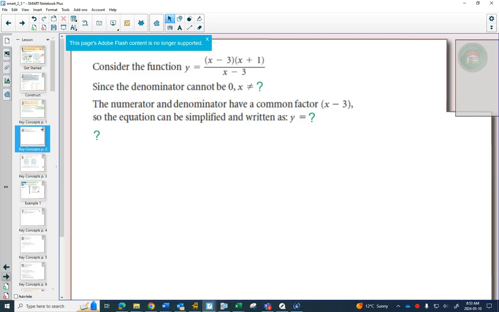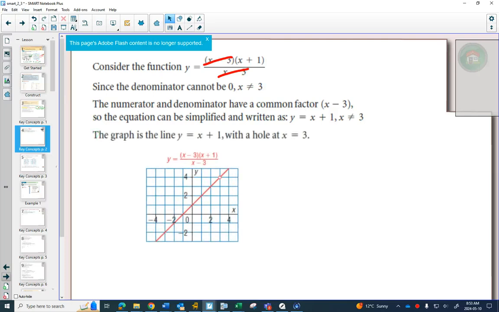But when you have the identical factor, like in this situation, these x minus 3's are identical, so you can simplify that, and then your new equation becomes just x plus 1, but you still have to state that x can't equal 3, because in the original equation, 3 was a non-permissible value. When we graph this, we get a hole.